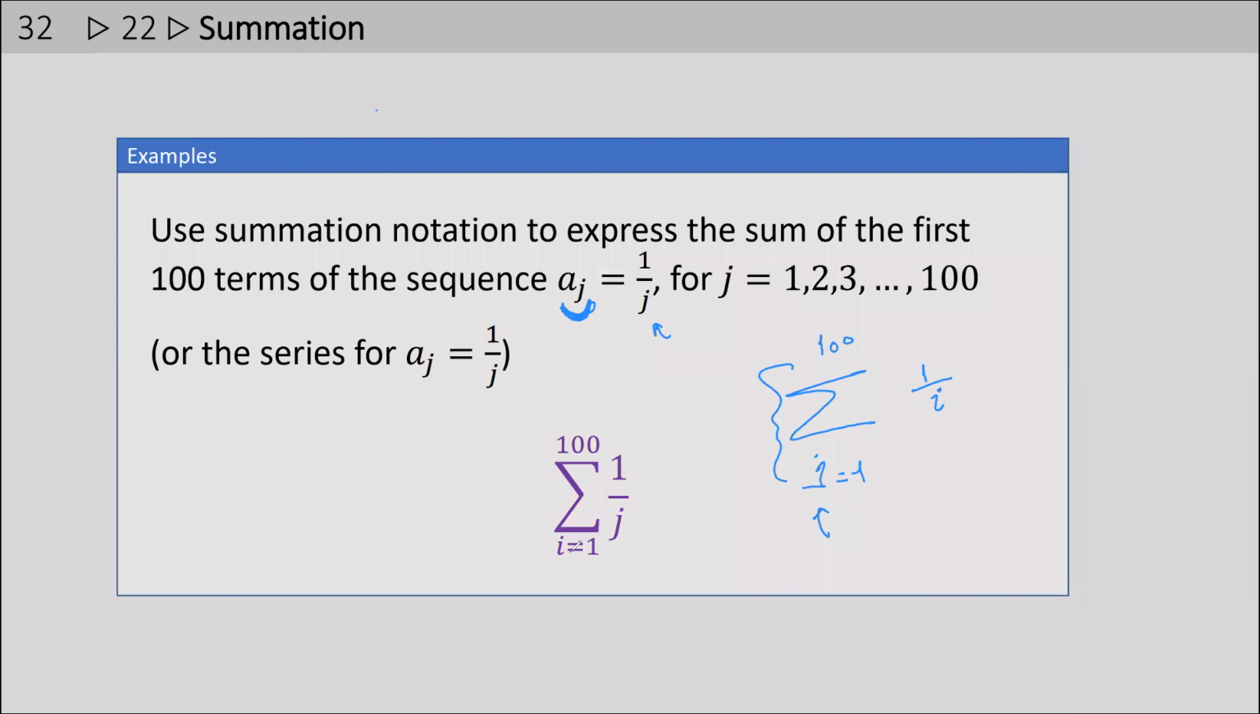Or if you use the notation for the index being written as J, I represent the element of the sequence by the same form, which is 1 by J. When J is 1, 1 by 1 is 1. When J is 2, it's 1 by 2. When J is 3, it's 1/3. When J is 4, it's 1/4, and so on until it reaches 1 by 100. So this form is equivalent to the form on the left.